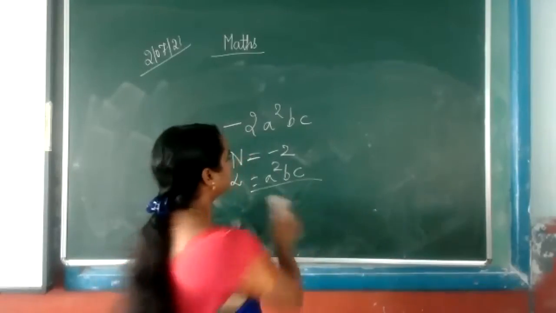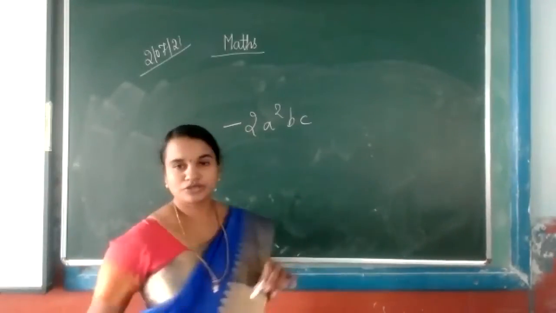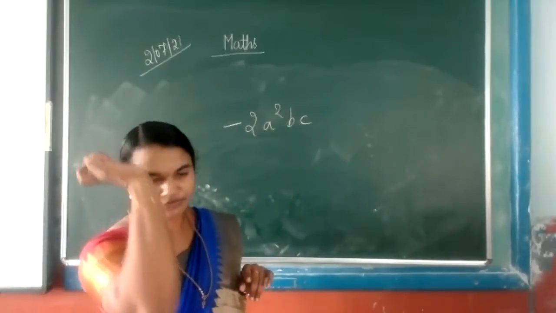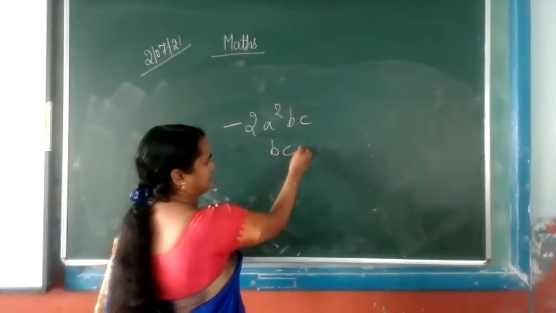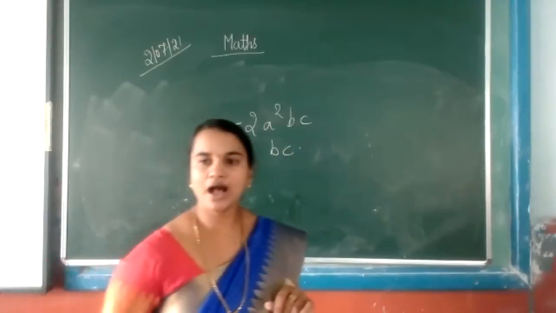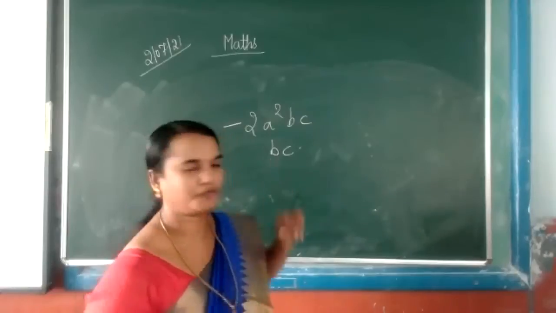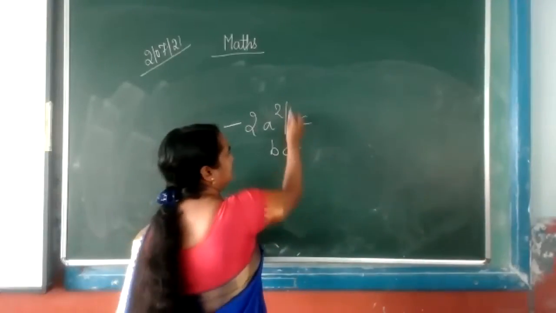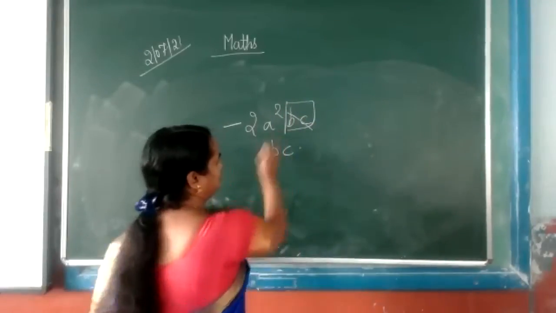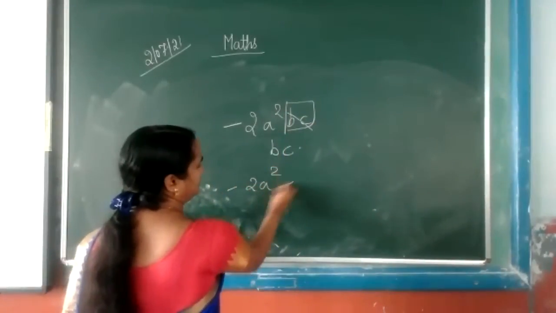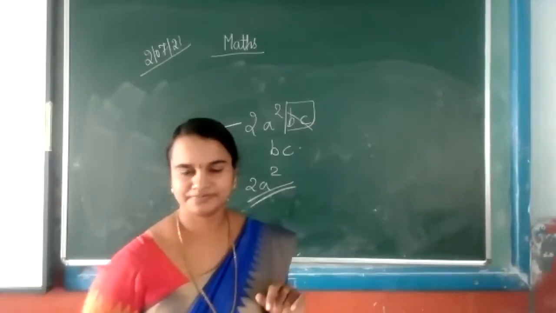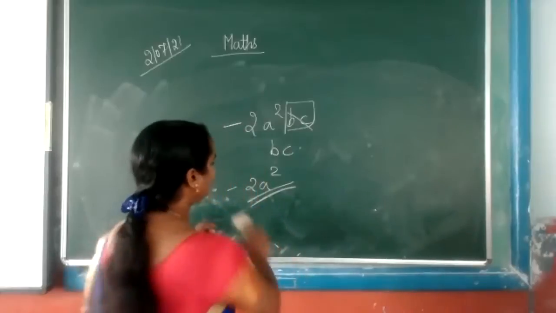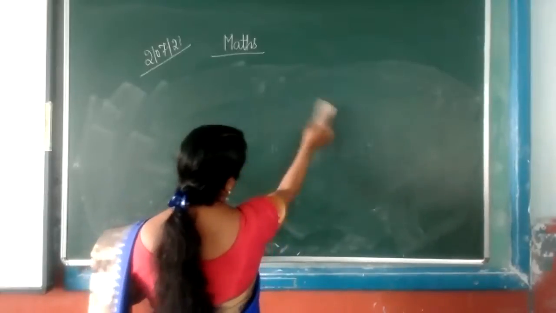And sometimes they will give the question like this. The question is given -2a square bc and we have to find out the coefficient of bc. How will we find out the coefficient of bc? It is given in the question. No need to write the remaining part. -2a square will be the coefficient. Understood?